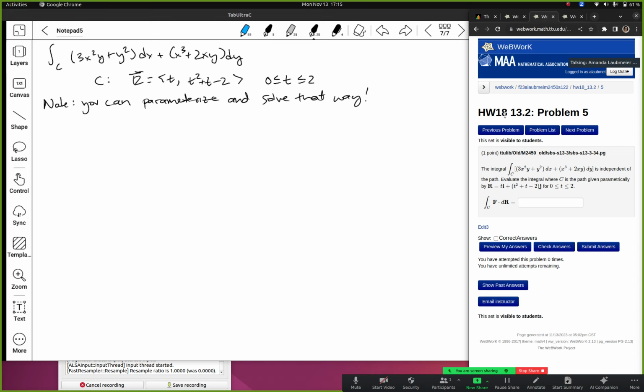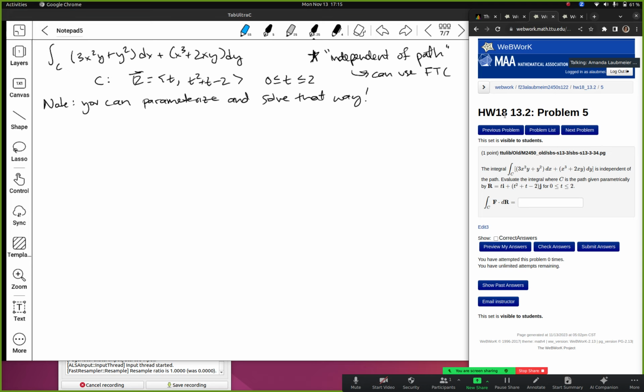And in this case, the hint that we can solve it a different way is that we're told it's independent of path. Independent of path means conservative, means there's a potential function. So WebWork telling us it's independent of path is telling us we can use the fundamental theorem of calculus for line integrals. We can use that potential function approach where we just evaluate at the endpoints.